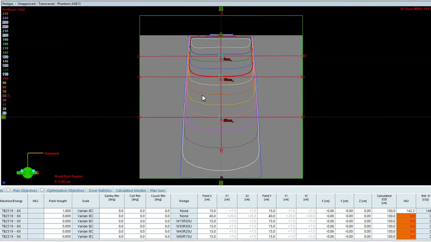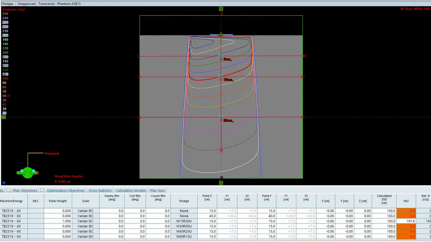Now, when I go to a wedge and I insert a wedge into a field, I am going to put a 15-degree wedge, so I'll turn this field on. So here is the display. Let me turn this little bolus thing off.